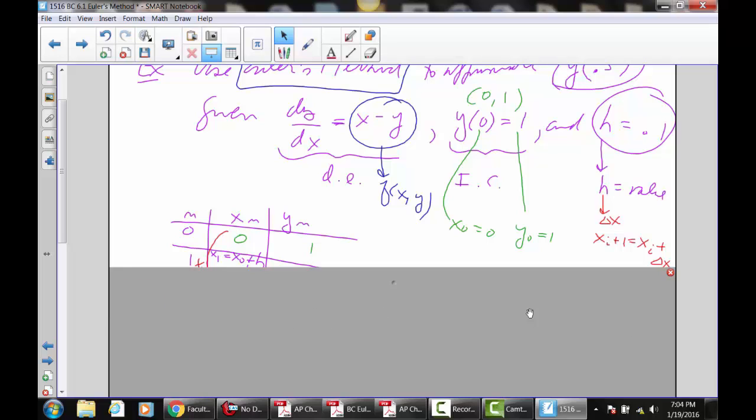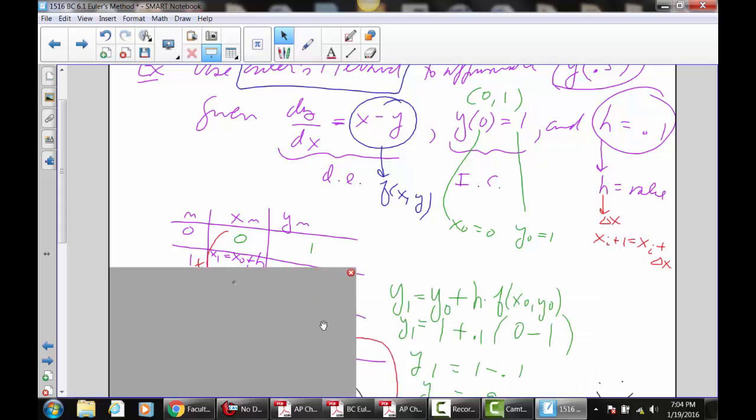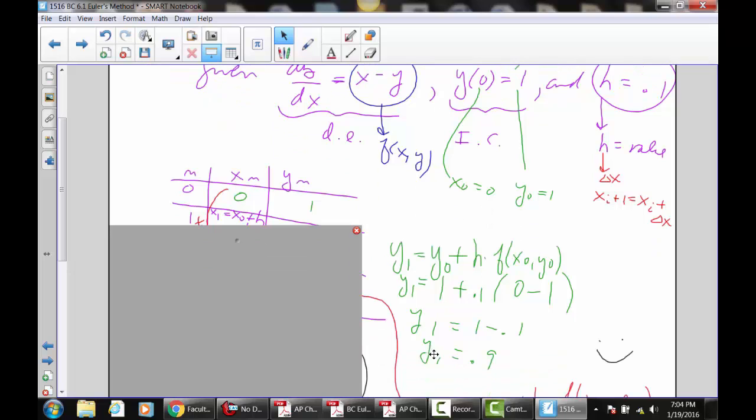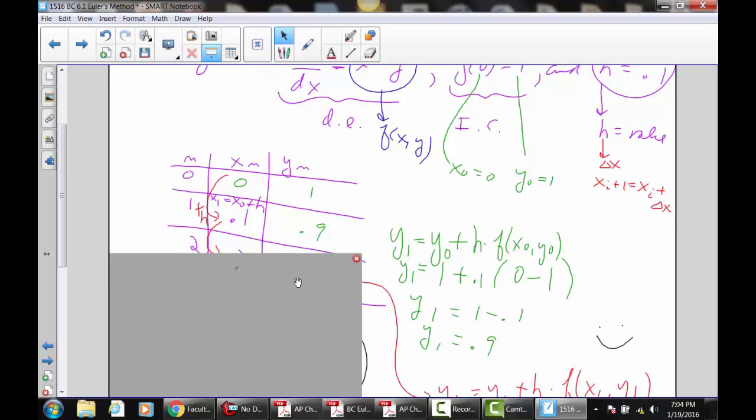Now, to find y1, y1 is y0 plus h times f of x0, y0. Well, y0 is 1, h is 0.1. f of x0, y0, well, x0 is 0, y0 is 1, and f of x, y is x minus y. So that's going to be 0 minus 1. And then you simplify that, you find out that y1 is 0.9. And then you start the process all over again.